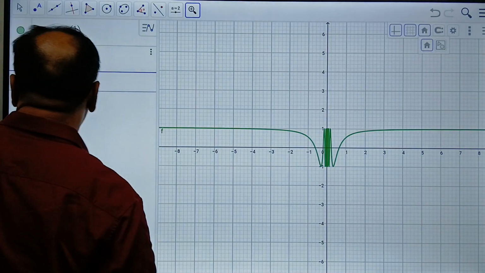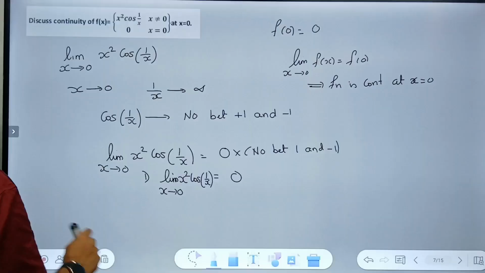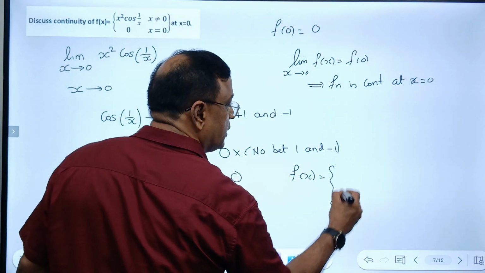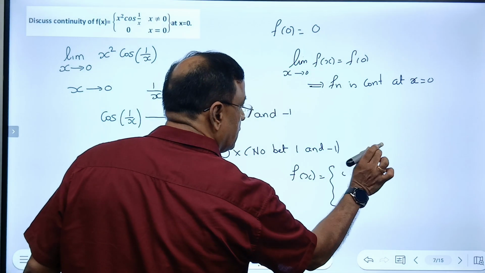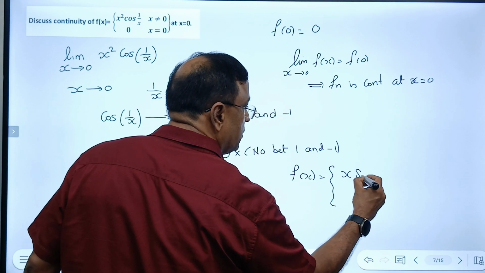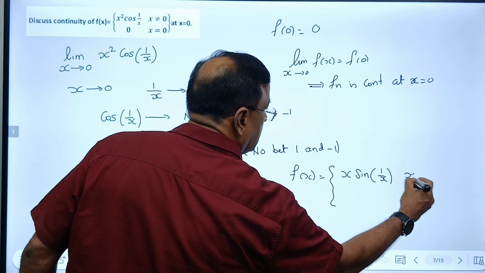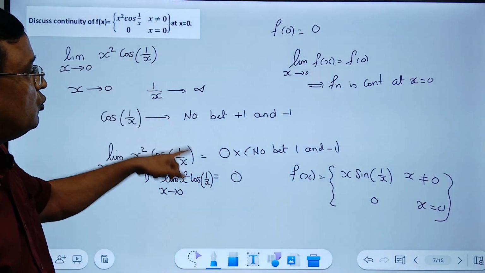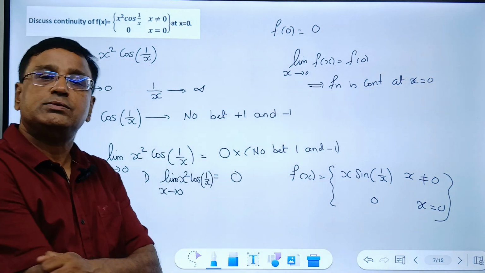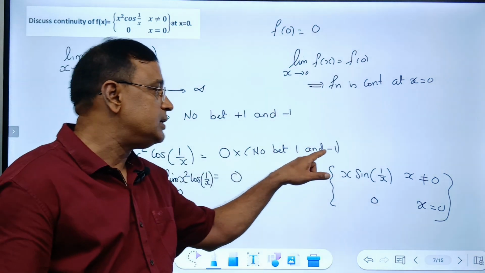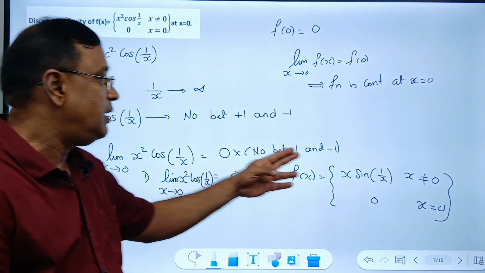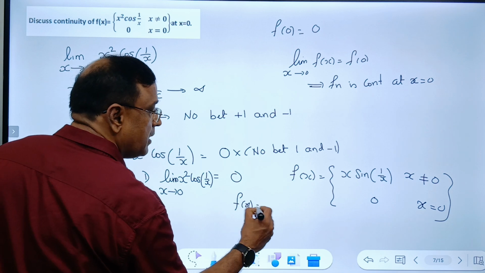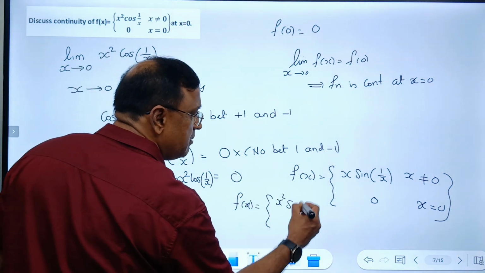Let me go back to the page. Even for this, you can try it as a practice. You can try sine of 1 by x, or x sine 1 by x for x not equal to 0, and 0 when x is equal to 0. Exactly the same argument. Sine 1 by x will oscillate between +1 and -1. 0 into a number between +1 and -1 is 0. Limit will exist. f of 0 exists. Function is continuous. Even if the question is x square sine 1 by x, it's the same thing.